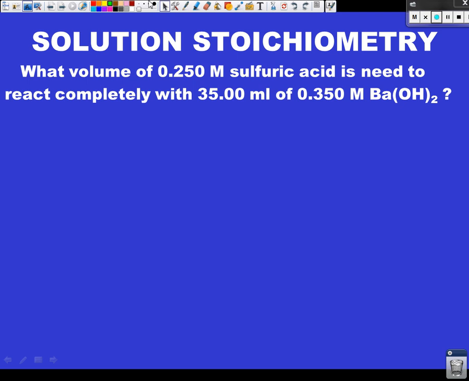What volume of a 0.25 molar sulfuric acid is needed to react completely with 35 milliliters of a 0.35 molar barium hydroxide? So they ask you about a volume. They give you 2 concentrations in another volume. Do we have a formula for that?